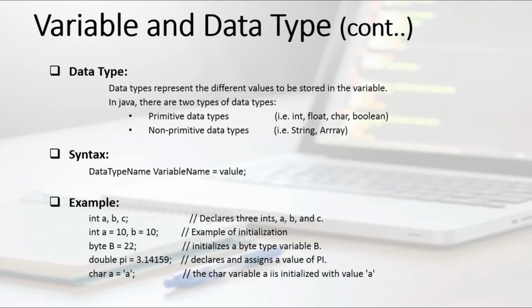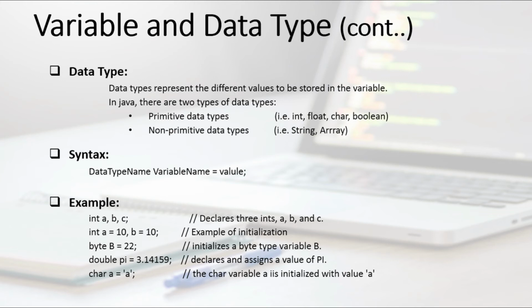Now the data type. Data type represents the different values to be stored in the variable. In Java, there are two types of data type. The first one is primitive and the second one is non-primitive. The primitive means integer, float, character, boolean, like that. And non-primitive data types like string and array are defined using the primitive data types.